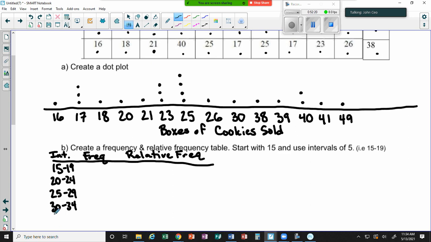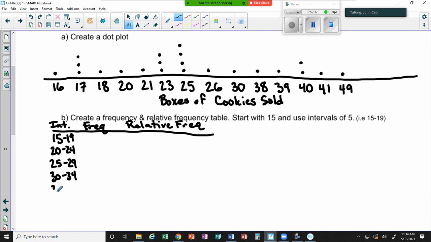Remember, 30 to 34, it's only 4 units apart, but that's how many data points? 30, 31, 32, 33, 34. That's 5 data points. We have to go all the way up to 49, right? So the next one's going to be 35 to 39. The next one is going to be 40 to 44. And then the last one's going to be what? 45 to 49.